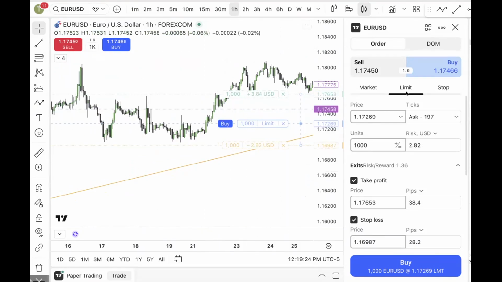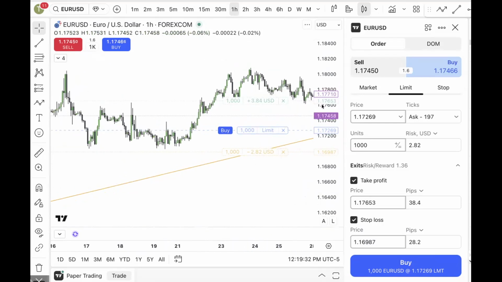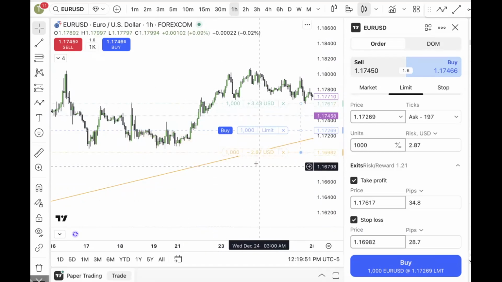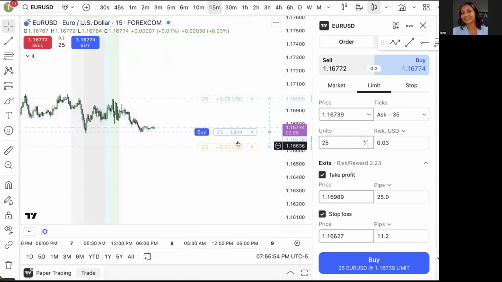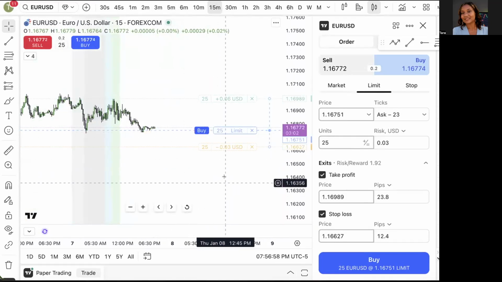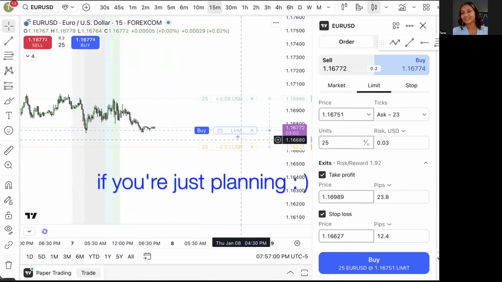I like using the limit order because I can see before I even start what the one-to-one looks like. And in this paper trading account, if price were to reach my take profit area, I would add $3.48. And if I were to lose this trade, I would only lose $2.87. So I can see that before I even get in if I click on the word limit. And with this limit order, as soon as price crossed this line, you would be entered into the trade, so you don't want to be too close to a price action.